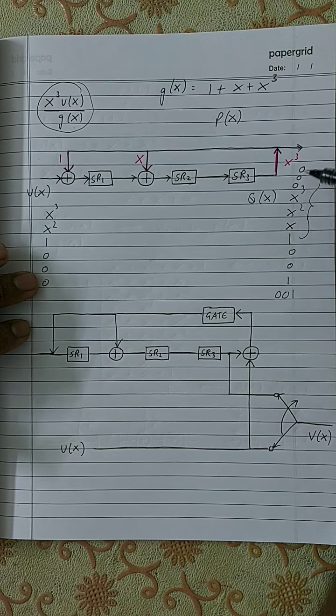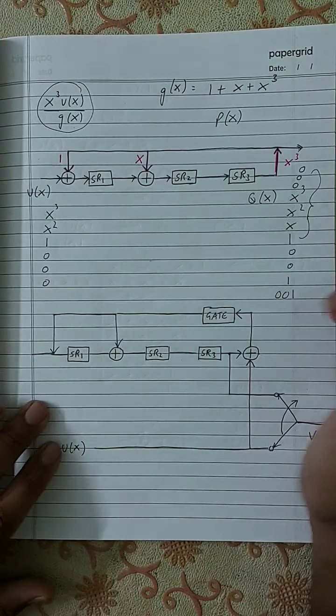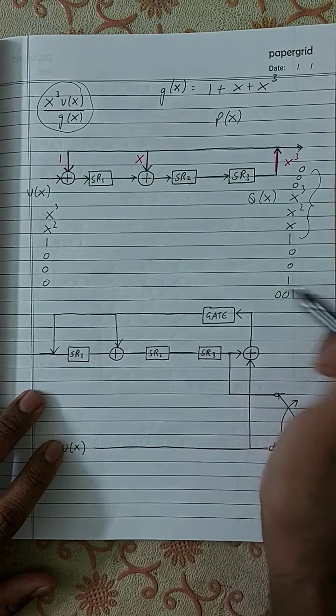Like I said, I don't need to know what my quotient polynomial is. I don't need to know what that is. I only need to know the remainder. So how is this going to be done?